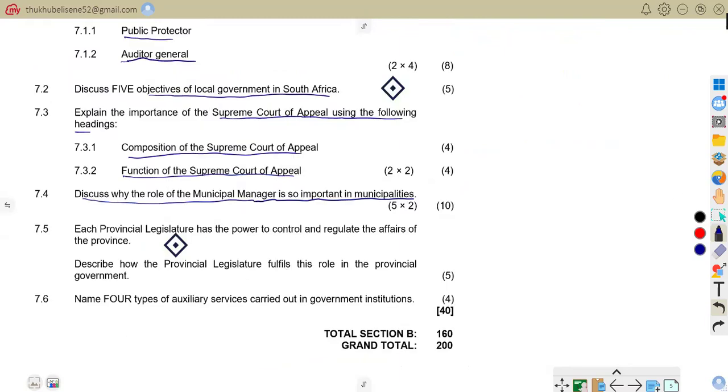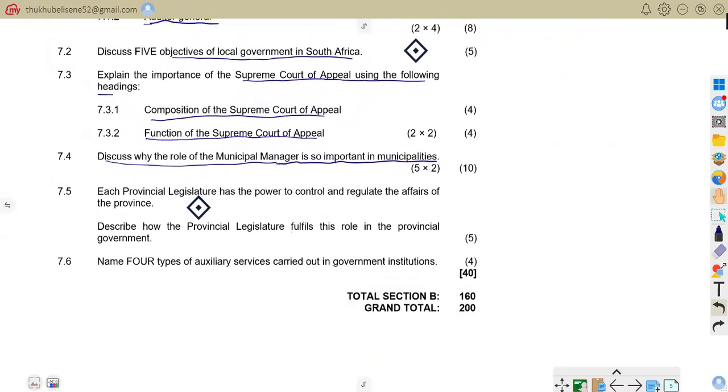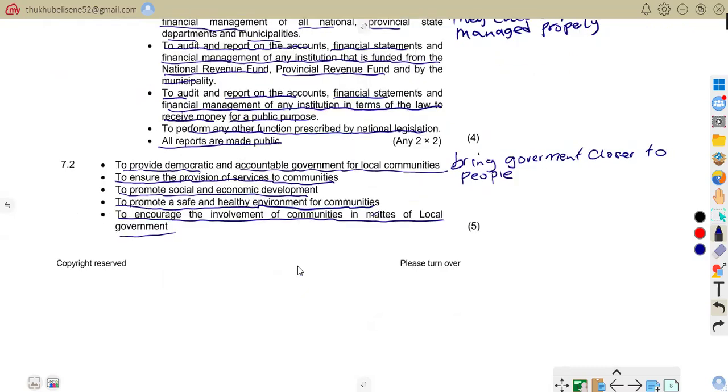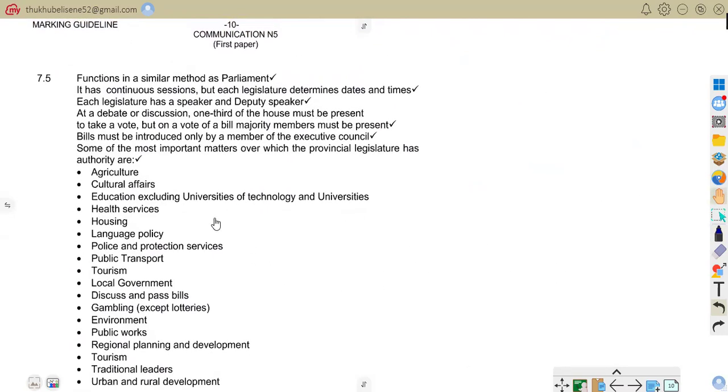Now we have to move on to 7.5. Now we are on 7.5. The provincial legislature has the power to control and regulate the affairs of the province. Describe how the provincial legislature fulfills this role in the provincial government. So now you have to describe how the provincial legislature fulfills its roles in the provincial government.